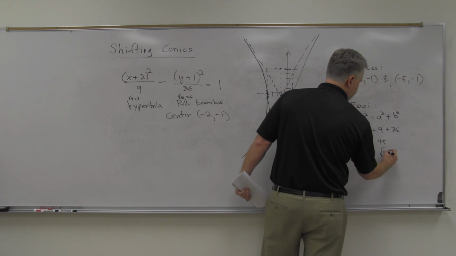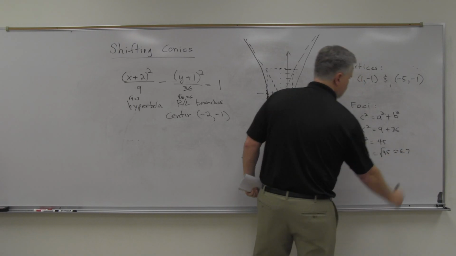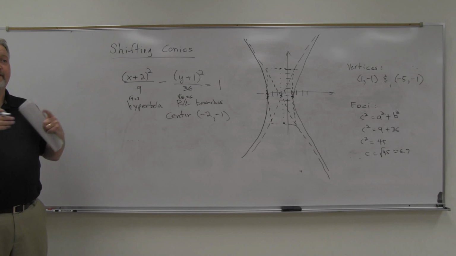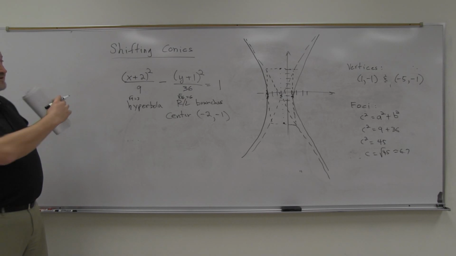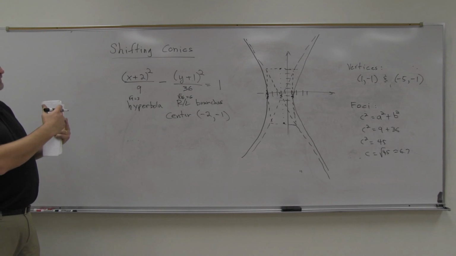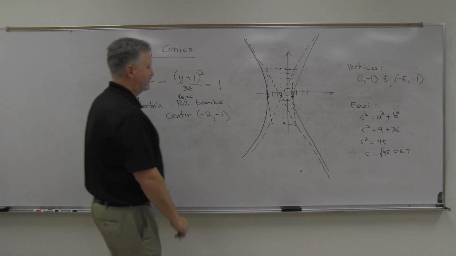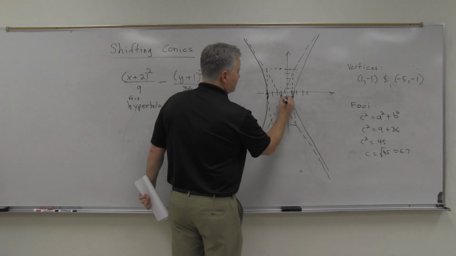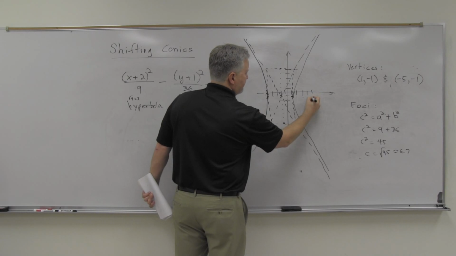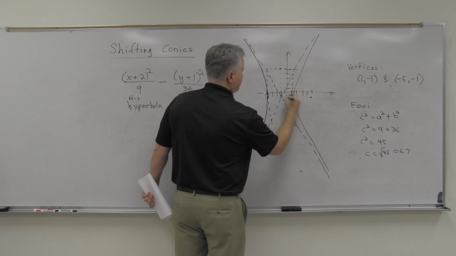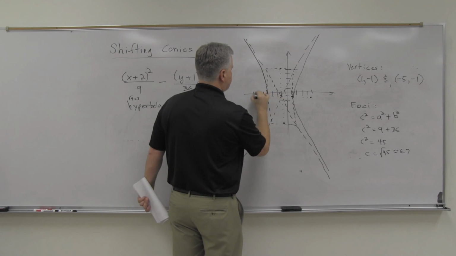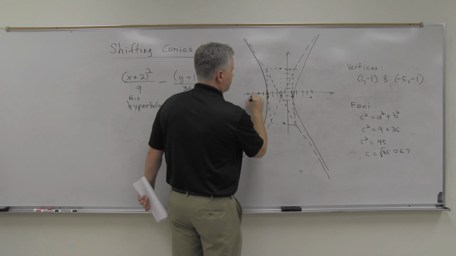Square root of 45, 6.7? Yep, approximately. And again, where are those located? Well, they're 6.7 from the center, and they're just right outside the vertices, if you will. However you want to phrase that. So we go 1, 2, 3, 4, 5, 6.7 this way, and then 1, 2, 3, 4, 5, 6.7 this way. I believe that's right.